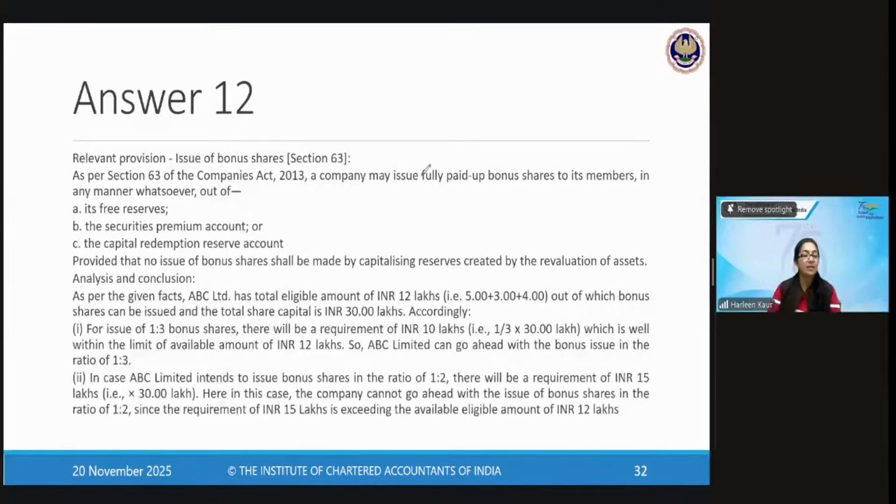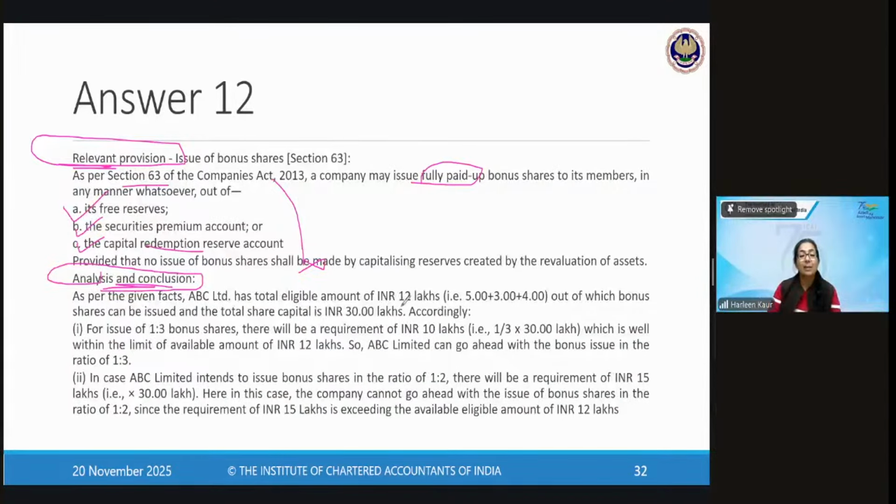For those who are still thinking, a company may issue fully paid shares. We have just done the revision of Section 63 out of FR, SPA and CRR. Revaluation reserve is not used. You only have to write this much provision, and then you have to write this word. Write this, dear: please write the relevant provision, analysis and conclusion.